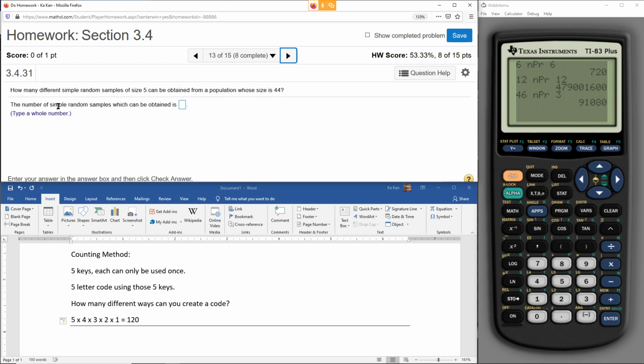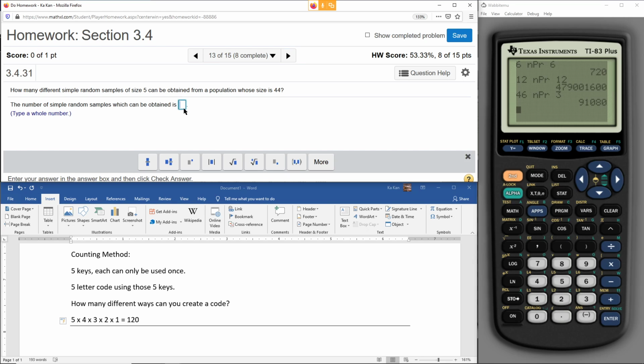So how many different samples of size 5 can be obtained from 44 people? Now, does the order matter? Let's say you've got 44 people in your neighborhood. You're going to randomly pick 5 people to see what their incomes are, or age, or whatever you want, if you're just collecting information on their income. It doesn't matter in what order you pick those 5, as long as you pick those 5. So order does not matter in this case.